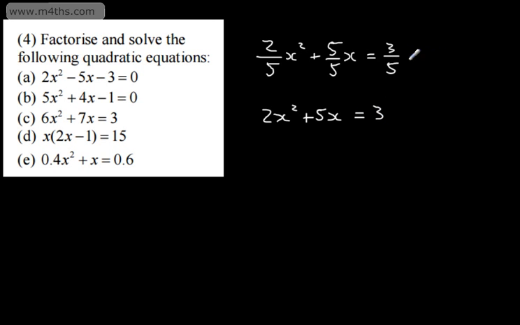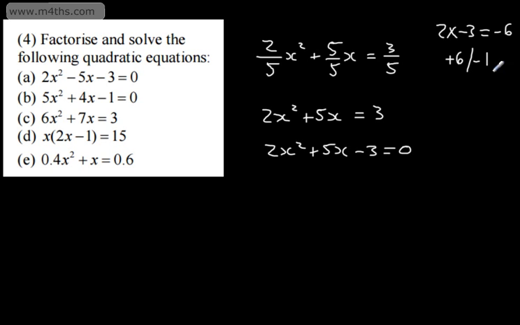Multiplying through by 5, again you didn't have to, once you multiplied x by 5 you're going to get the 5x. We'll subtract the 3 from both sides. 2x squared plus 5x minus 3 is equal to 0. ax squared plus bx plus c is equal to 0. a times c, 2 multiplied by negative 3 is negative 6. We need two numbers that multiply to give negative 6 and add to give positive 5. Well, that's going to be plus 6 and minus 1. 2x in each bracket, so we'll have 2x and 2x.